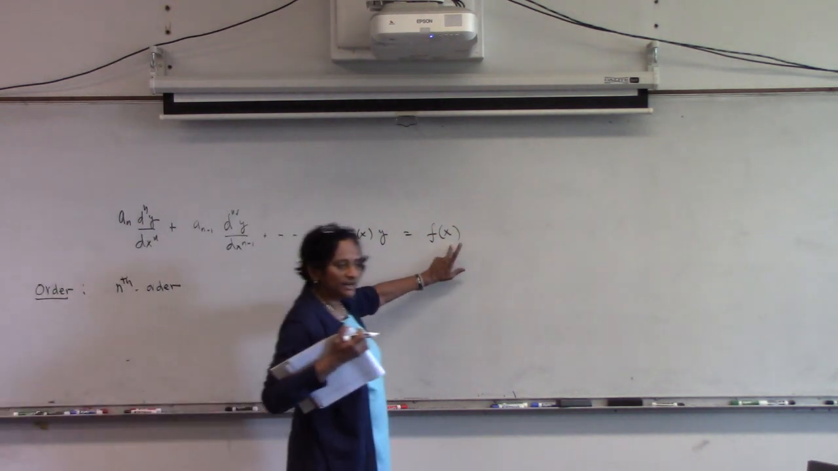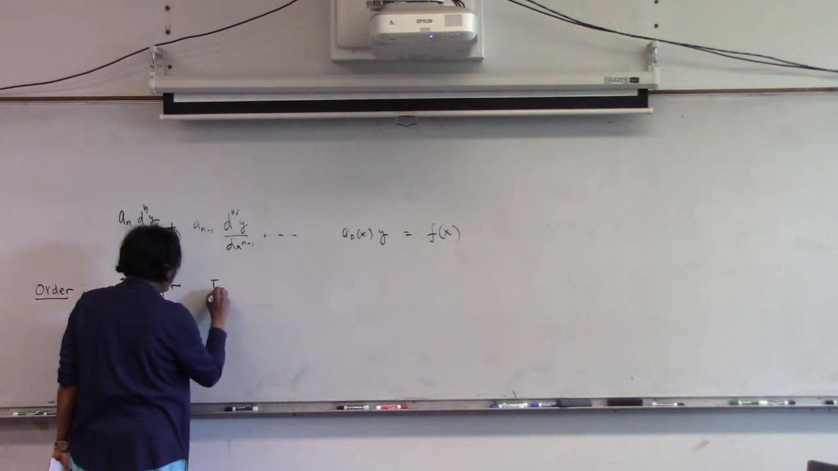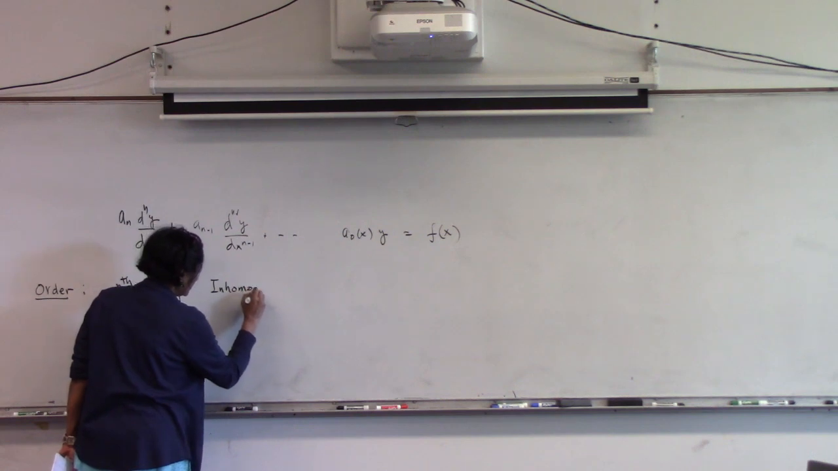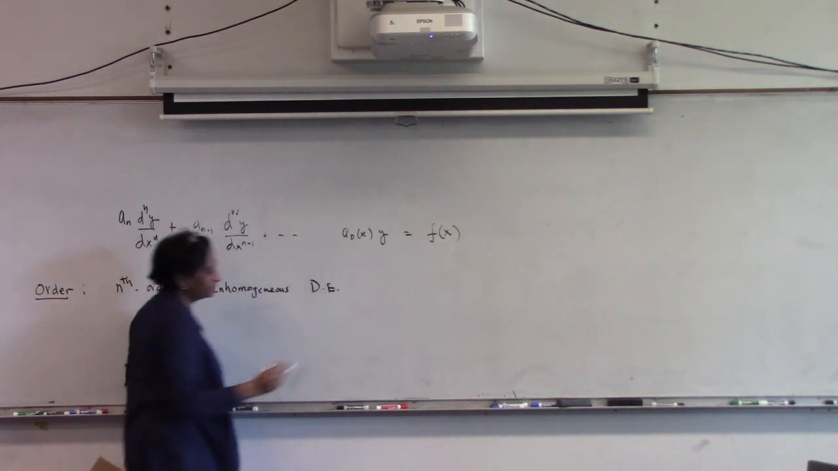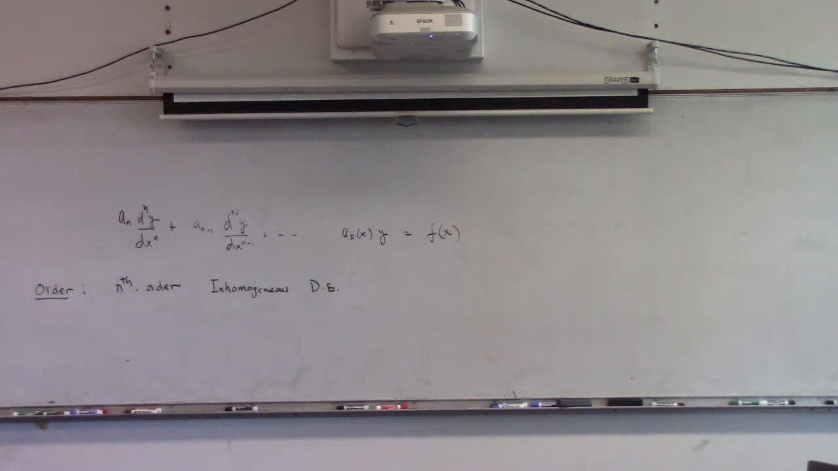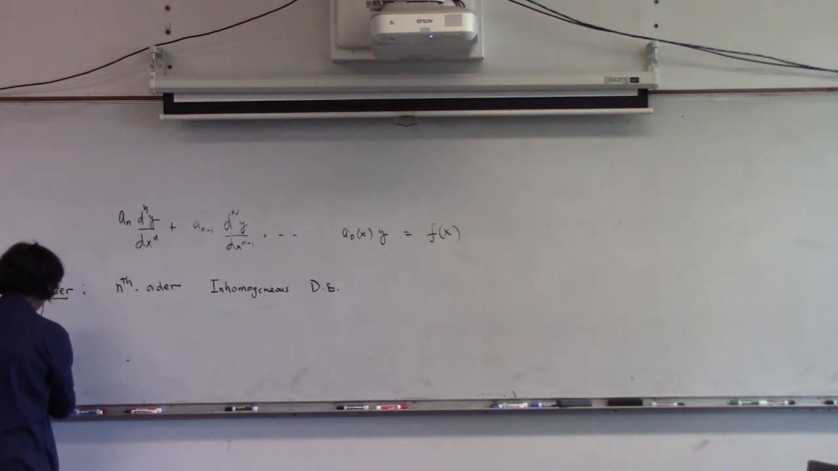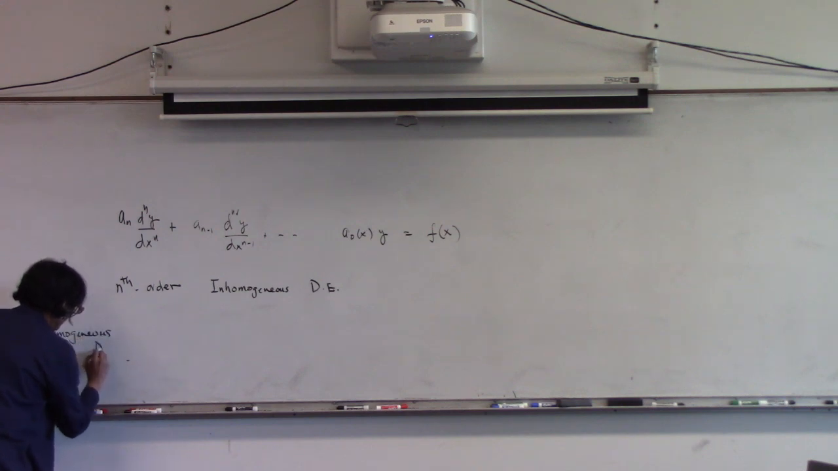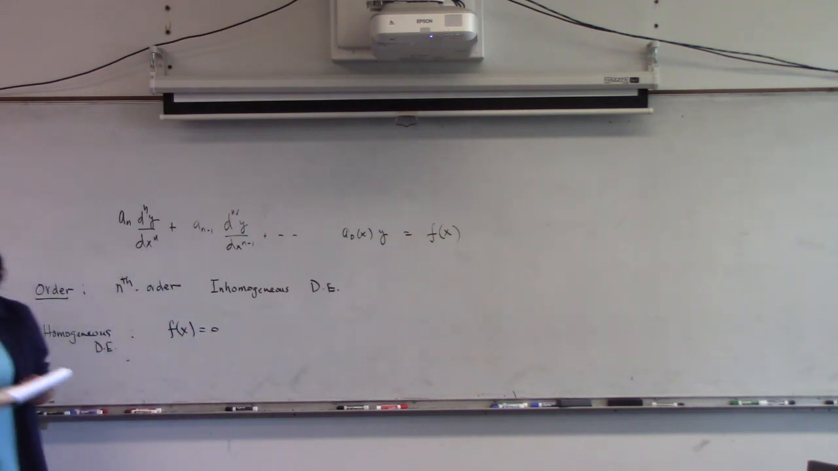And the right hand side is not zero, so it's an inhomogeneous differential equation. So this is an nth order inhomogeneous differential equation. I'm using D for differential equation. If it's a homogeneous differential equation, the right hand side will be zero, f of x equal to 0. So we'll first start with homogeneous differential equations in our study.